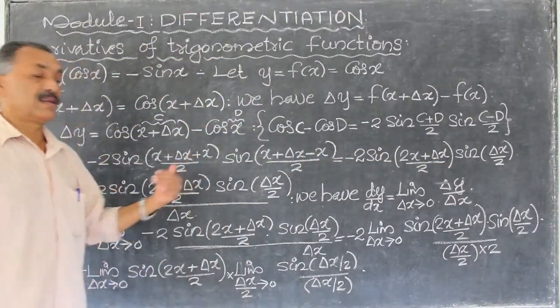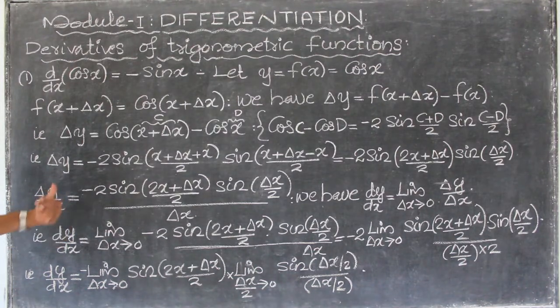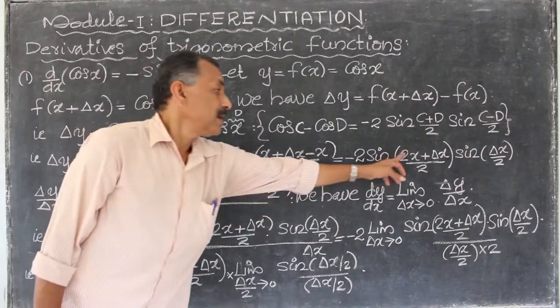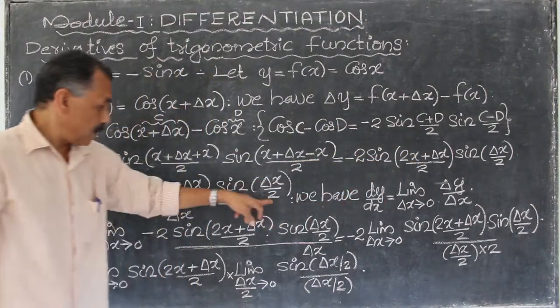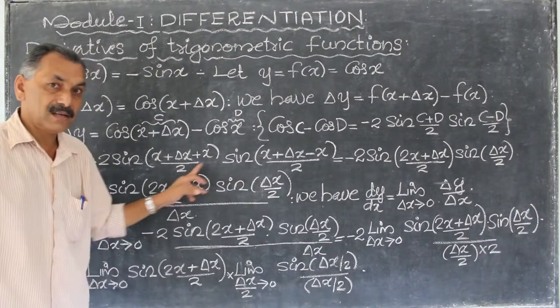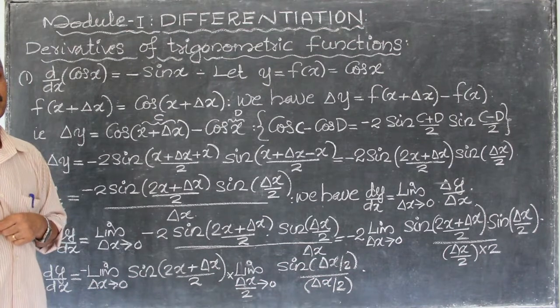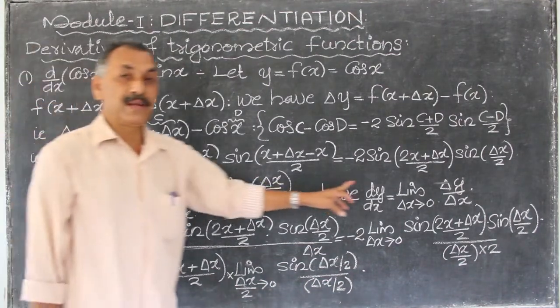Okay, delta y. Then what is dy by dx? We have delta y by delta x is equal to delta y divided by delta x, that is minus 2 sin of (2x plus delta x) by 2 into sin of delta x by 2, all divided by delta x. This is delta y divided by delta x. Then what is dy by dx?